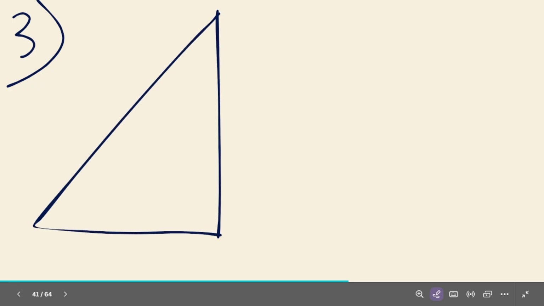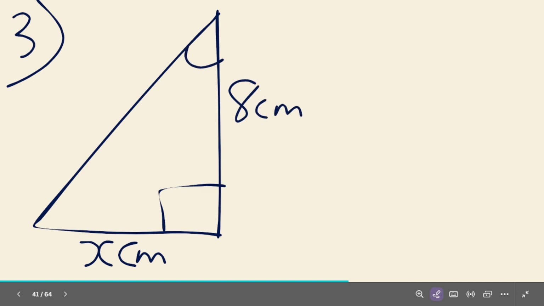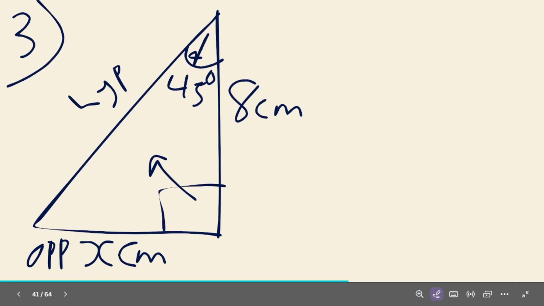Lastly, question 3. We are having this, and this. Our right angle is over here. This is x, and this is 8. The angle of interest is over here. So to identify the sides, this is hypotenuse. We don't have any business with it. Nothing is there, and it's not our unknown. This is the angle of interest. The side opposite to it is this. So this is opposite, while this is our adjacent.